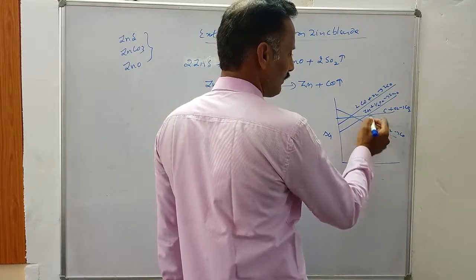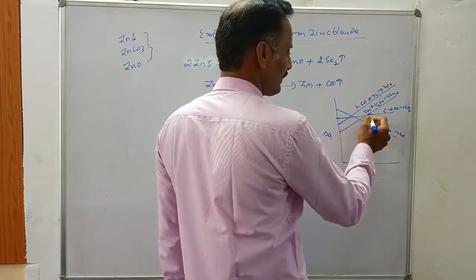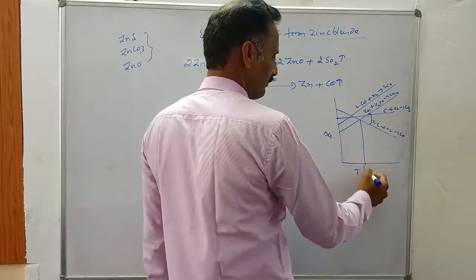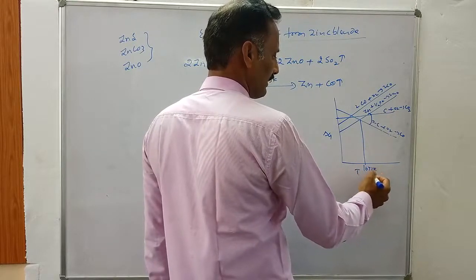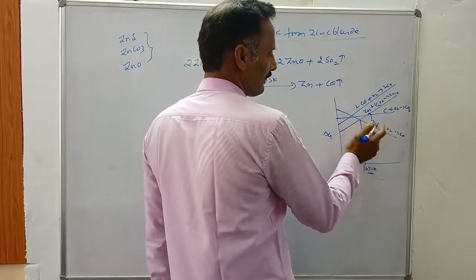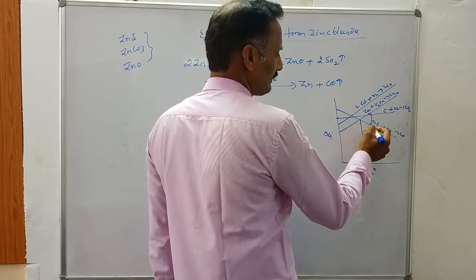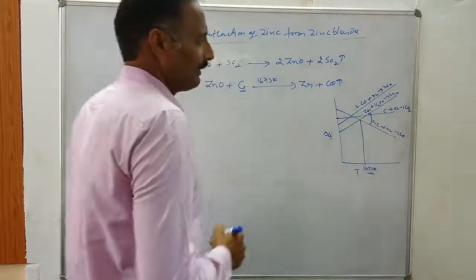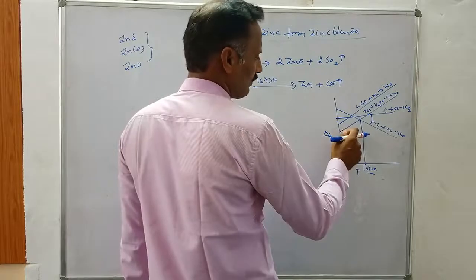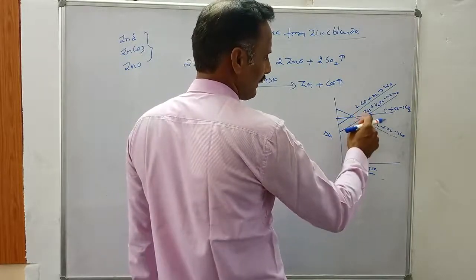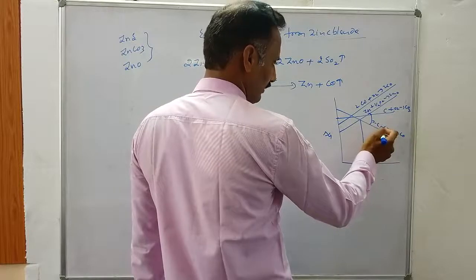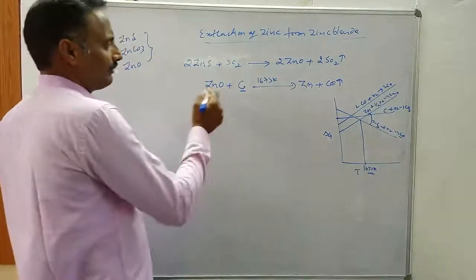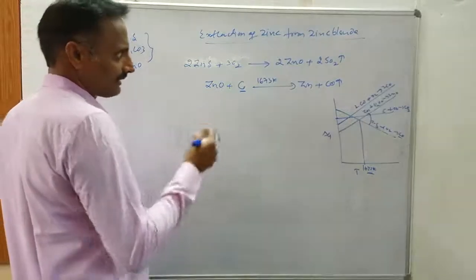The carbon curve lies below that of zinc. Then carbon acts as a good reducing agent for zinc at higher temperature. This is the temperature range at about 1673 Kelvin. At this temperature, the carbon curve lies below that of zinc, and carbon is able to reduce zinc oxide into zinc. That means this curve indicates that zinc oxide is less stable at higher temperature when compared to carbon monoxide. This is about extraction of zinc from its oxide or zinc blende.